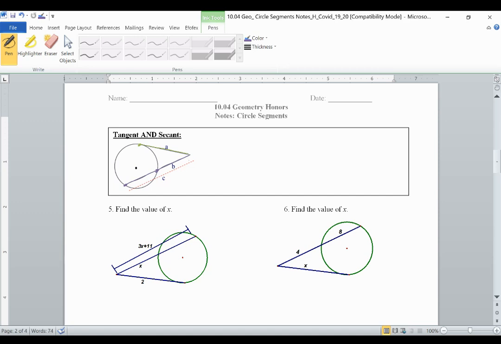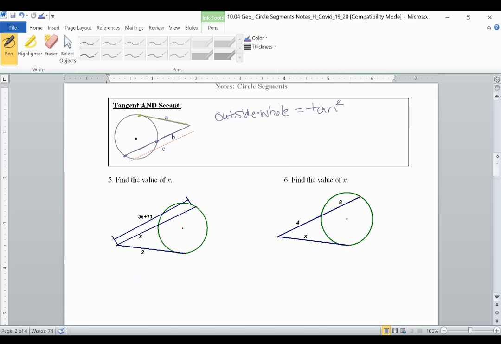In terms of the secant, it's going to keep the same rule as we just talked about. It's going to be the outside portion times the whole length of that segment. And for the tangent, we're going to set it equal to the tangent squared. Okay, so outside times whole equals tan squared. In terms of the letters, outside is B times the whole is C, and the tangent is A, so that would be A squared in terms of those letters.